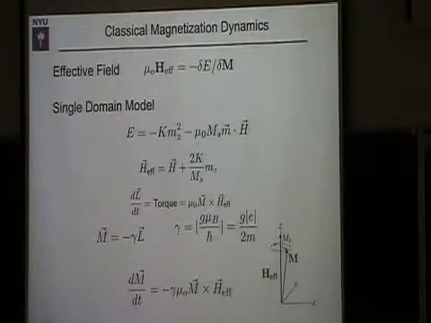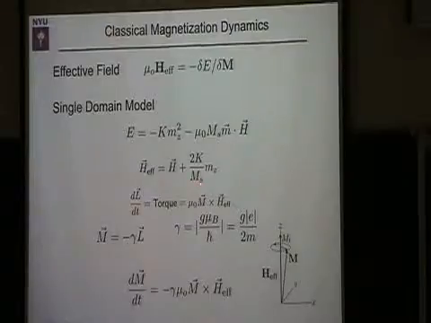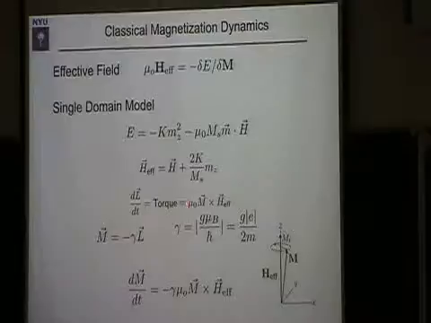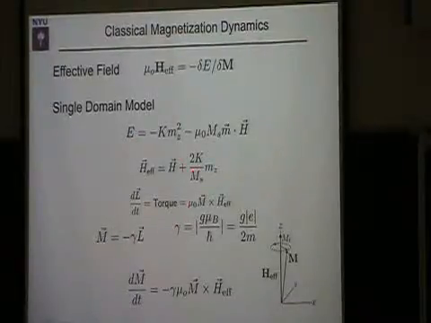For example, in a single domain model, the effective field would be the applied field plus a field associated with the anisotropy that says if the magnetization is up, along z is plus 1, stay up. If the magnetization is down, that field is down, keep magnetized down. So this is the way you describe it.